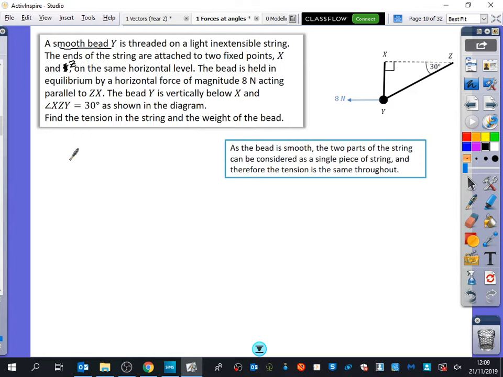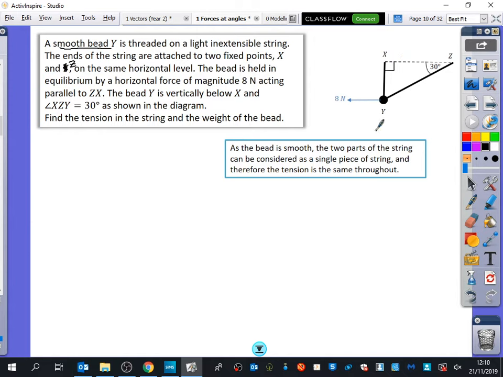On the same horizontal level, the bead is held in equilibrium by a horizontal force of magnitude 8 newtons acting parallel to ZX. There's ZX, there's the 8 newtons that's pulling it. The bead Y is vertically below X and angle XZY is 30. Find the tension in the string and the weight of the bead. So we've got a diagram that they've given us some starting points of, but we haven't quite got all of the forces included on this.